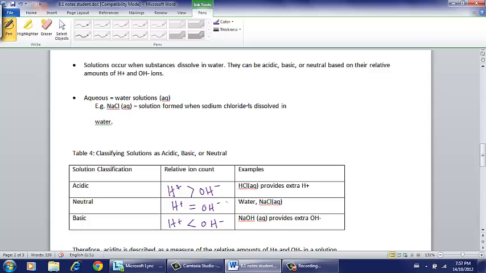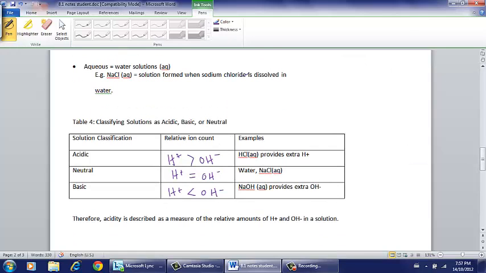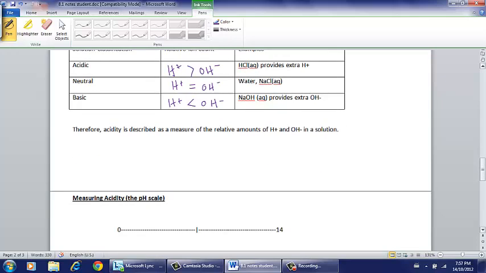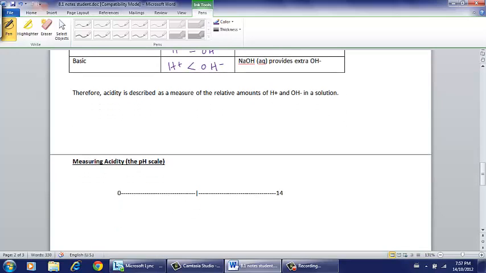So therefore acidity is really a measure of the relative quantities of H plus and OH negative in a solution. Chemists have a scale to measure acidity, and it's a log scale called the pH scale, and it goes from 0 to 14. And this is on page 205, so see page 205 of your textbook, and there's a more complete scale there. But just to put some things on, 0 to 14, so right in the middle would be 7, and that is where pure water would fall.